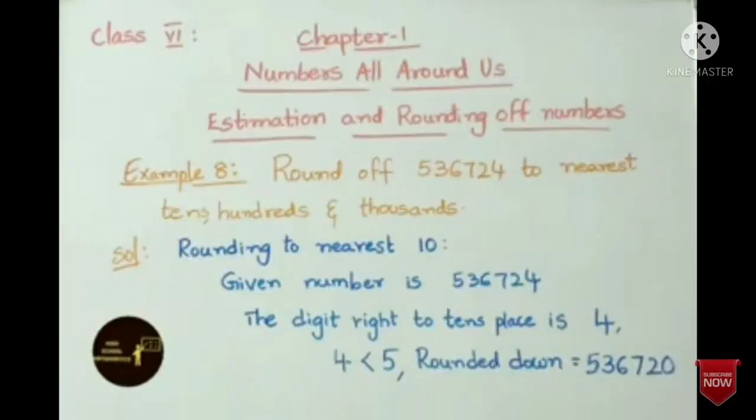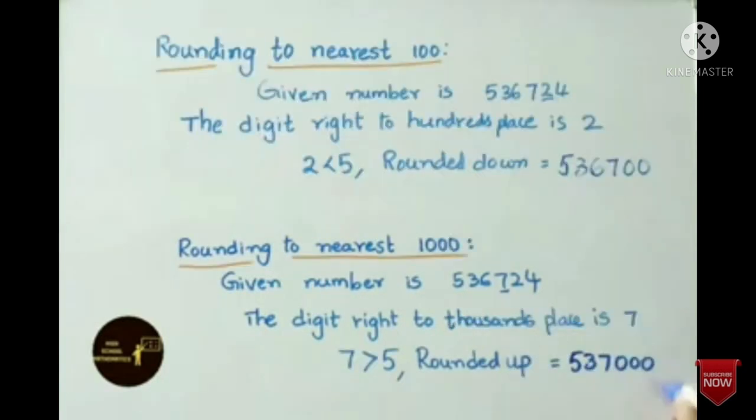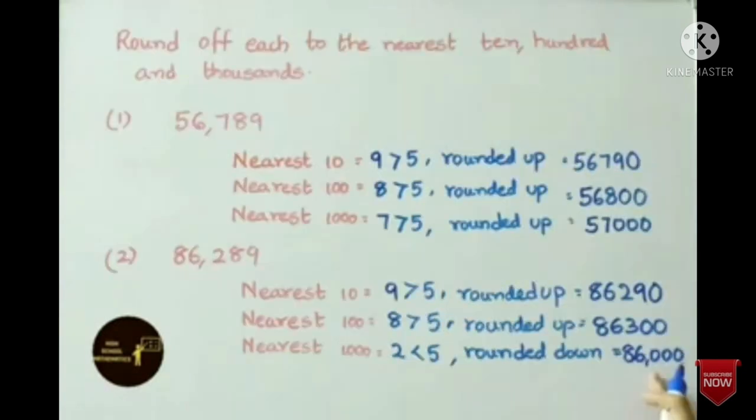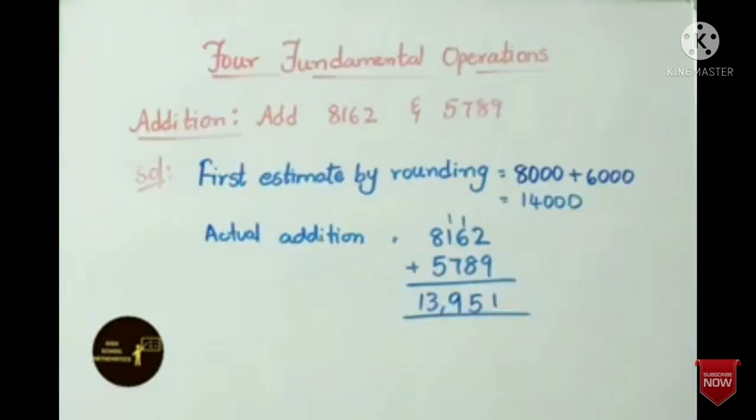Students, given one example, 5,36,724, round off to the nearest tens, 100 and 1000. Follow these examples also. Then we add and subtract the numbers.